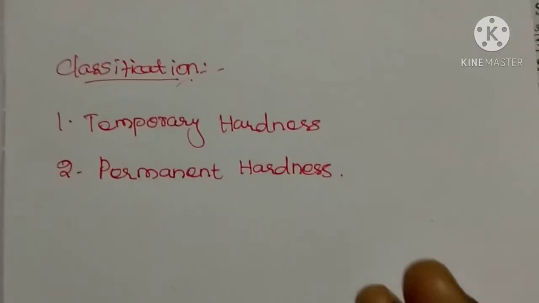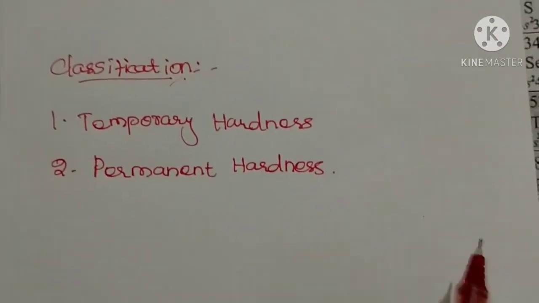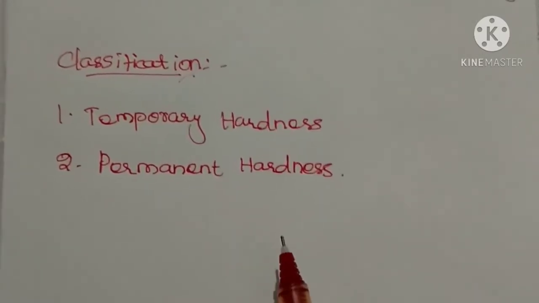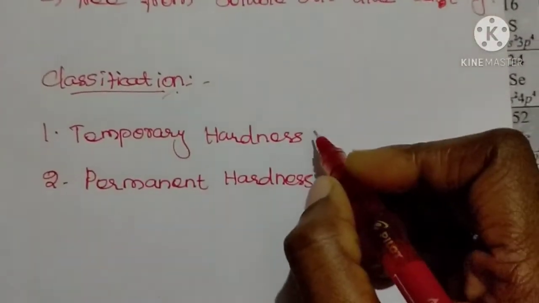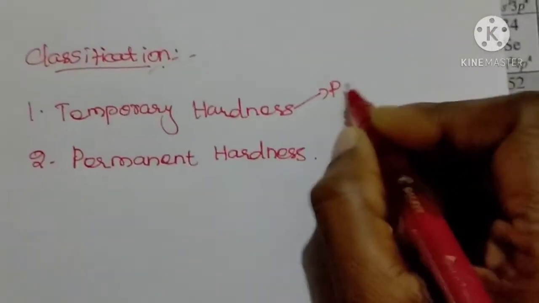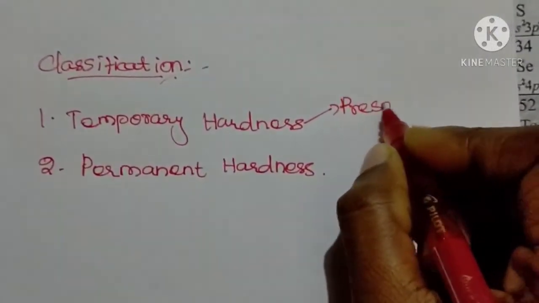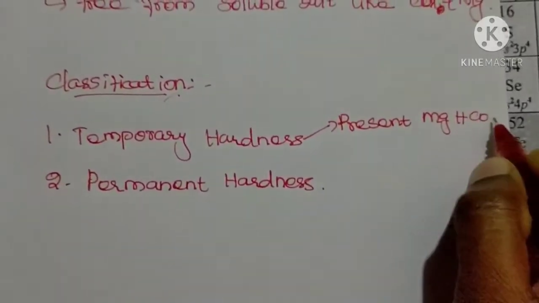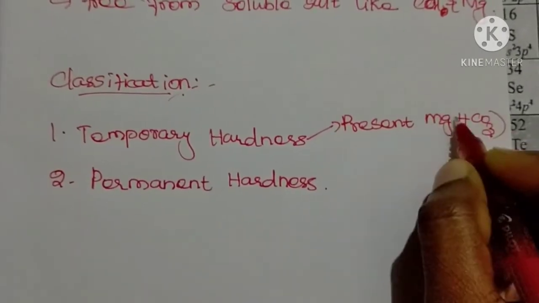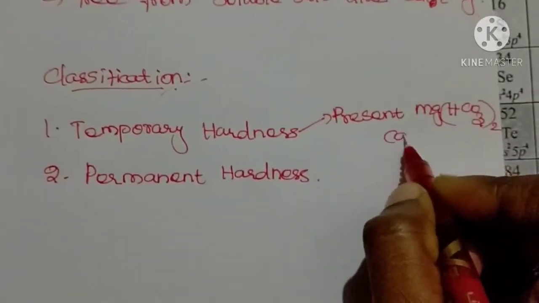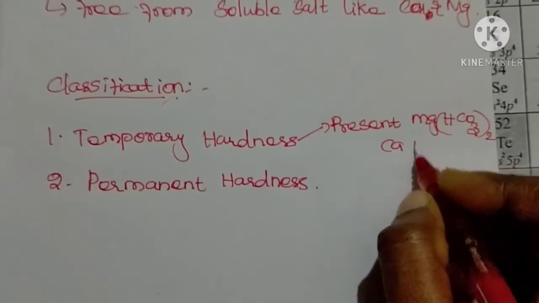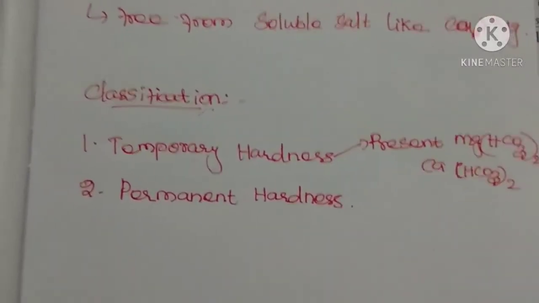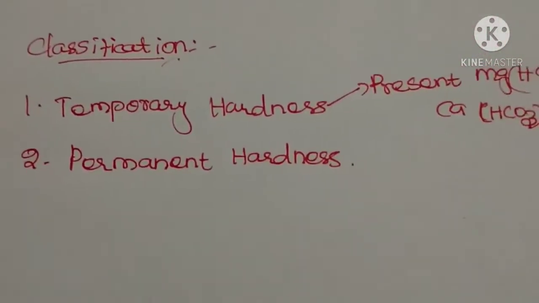Temporary hardness is called so because of the presence of magnesium bicarbonate and calcium bicarbonate. So temporary hardness means presence of magnesium bicarbonate and calcium bicarbonate.